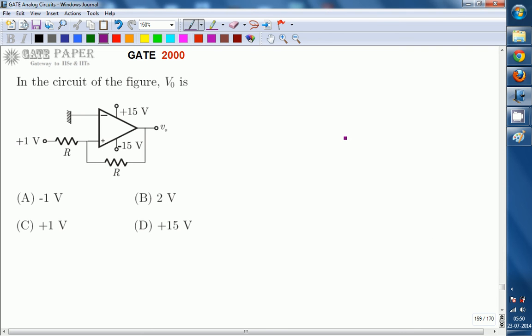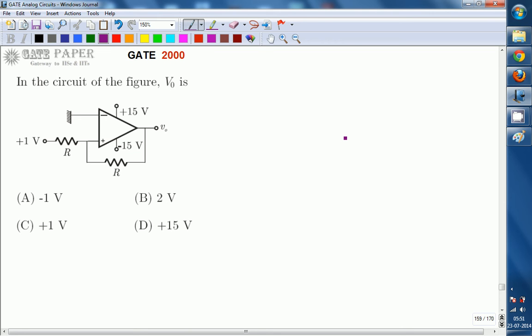Hello, we are discussing the GATE 2000 ECE paper, and this question is related to analog circuits. Look at the circuit diagram given with the op amp. For the circuit shown in the figure, what is the output voltage V0? A: minus 1 volt, B: 2 volts, C: plus 1 volt, D: plus 15 volts. What will be the right answer?